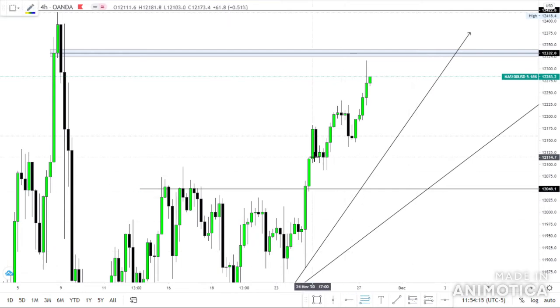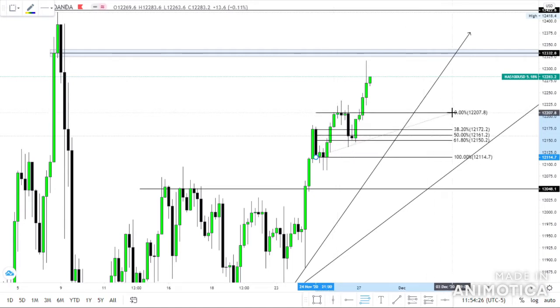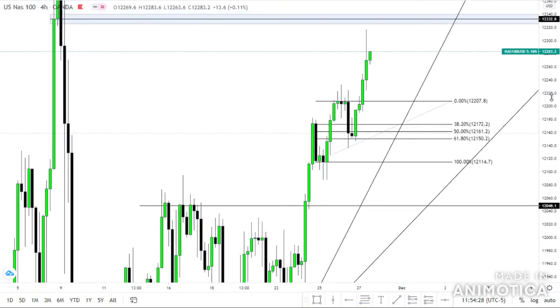So you take your fib. I like to use the bodies of the candles, not the wicks, because that's where the volume is. So from the low to the highs. As you can see, we have a rejection of the 61.8 level right there.